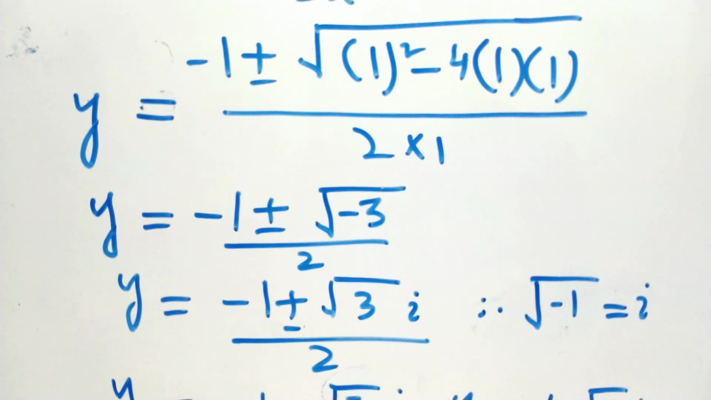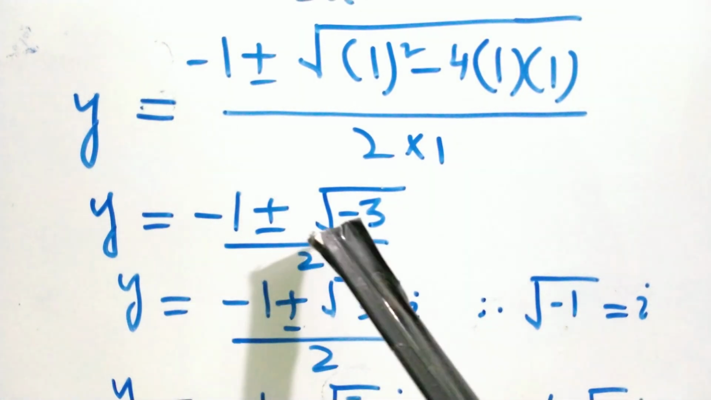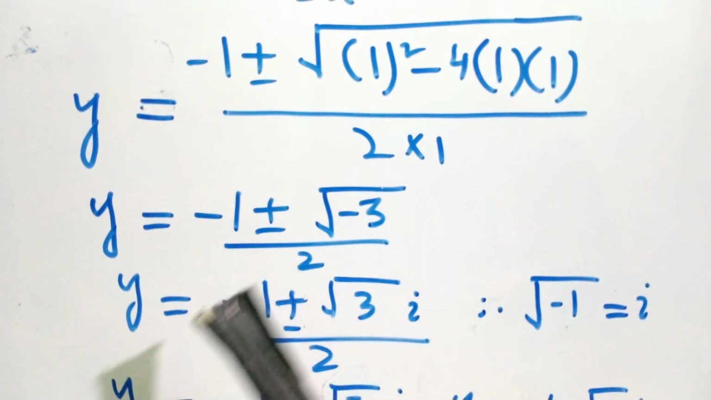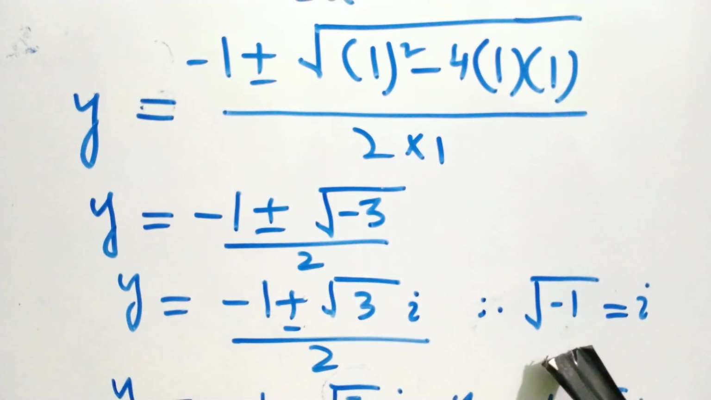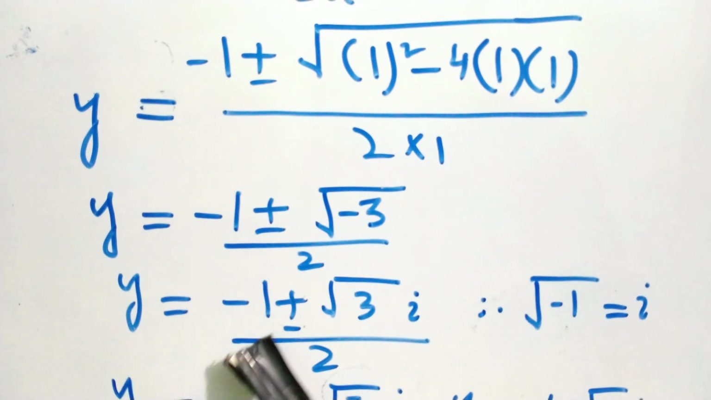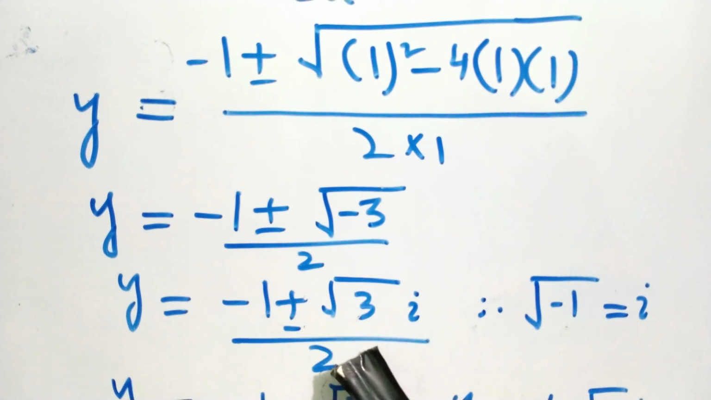So y is equal to minus 1 plus minus under root minus 3 divided by 2. And we know that root of minus 1 is equal to iota. So y equal to minus 1 plus minus root 3 iota divided by 2. This reminds you the value of omega and omega square, the complex cube root of unity. So from that we learned that minus 1 plus root 3 iota divided by 2 is equal to omega, and minus 1 minus root 3 iota divided by 2 is omega square.